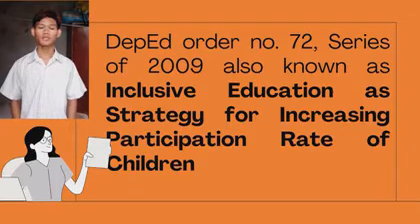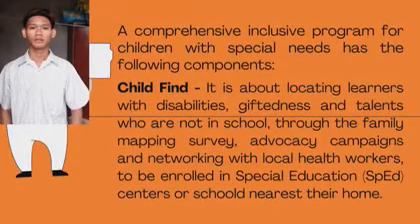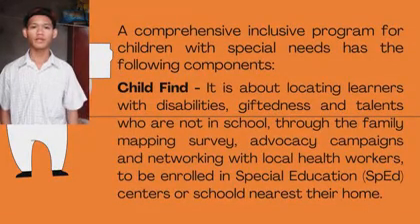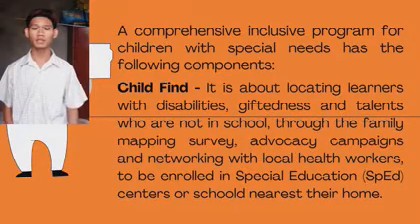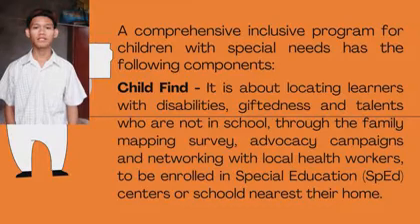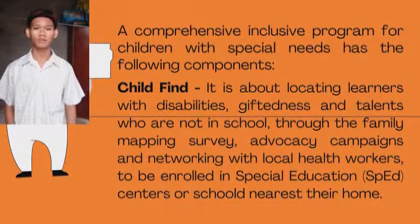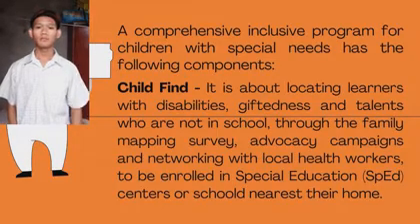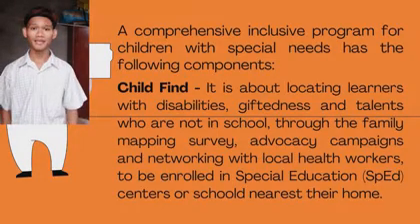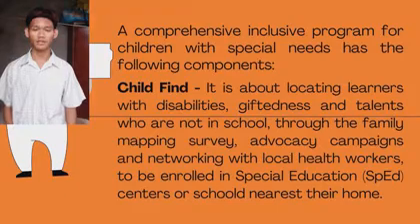A comprehensive inclusive program for children with special needs has the following components. First is the child find. This is locating where these children are through the family mapping survey, advocacy campaigns, and networking with local health workers. The children with special needs who are not in school shall be listed using the inclusion number 1. These children shall be visited by special education or SPED teachers, and parents should be convinced to enroll their children in SPED centers or schools nearest their home.